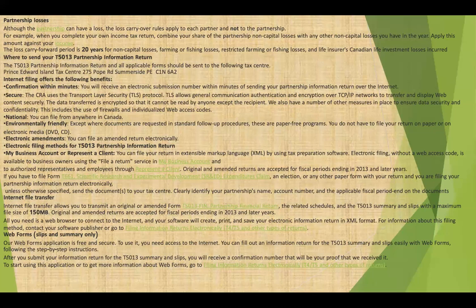The TLS protocol allows general communication, authentication and encryption over TCP. Also, you can file from anywhere in Canada, and it's environmentally friendly. And also for electronic amendments, you can file an amendment return electronically, an electronic filing method for the T5013 partnership information return. You can use My Business Account or Represent a Client account.